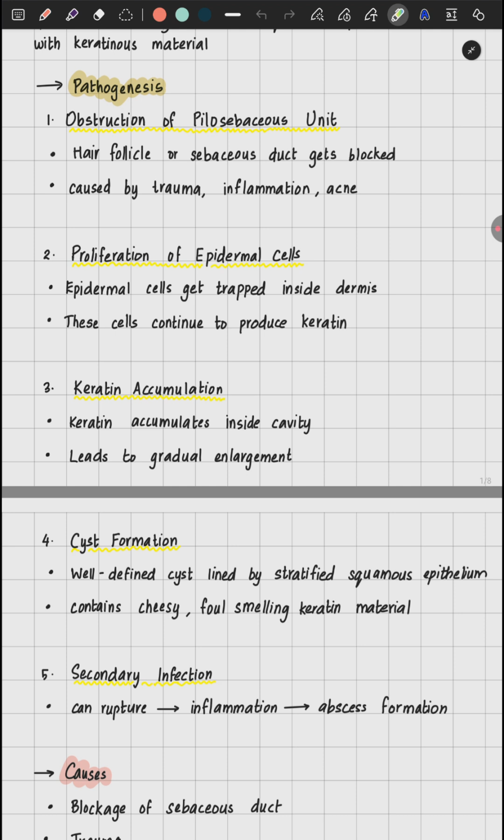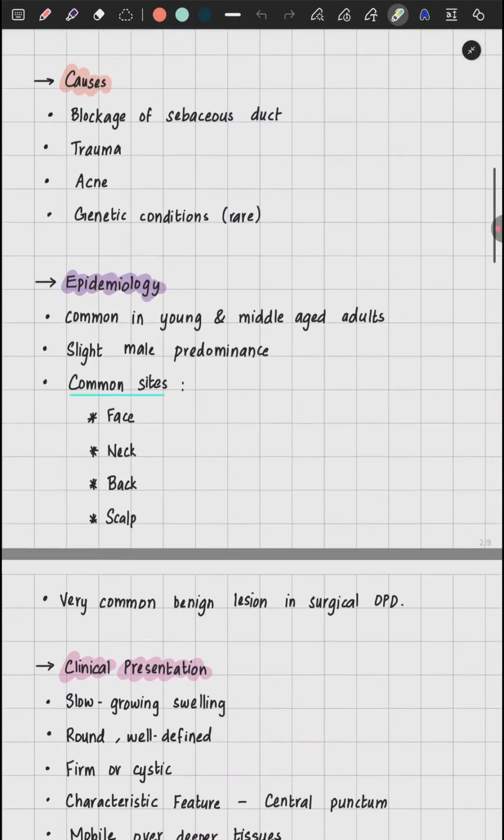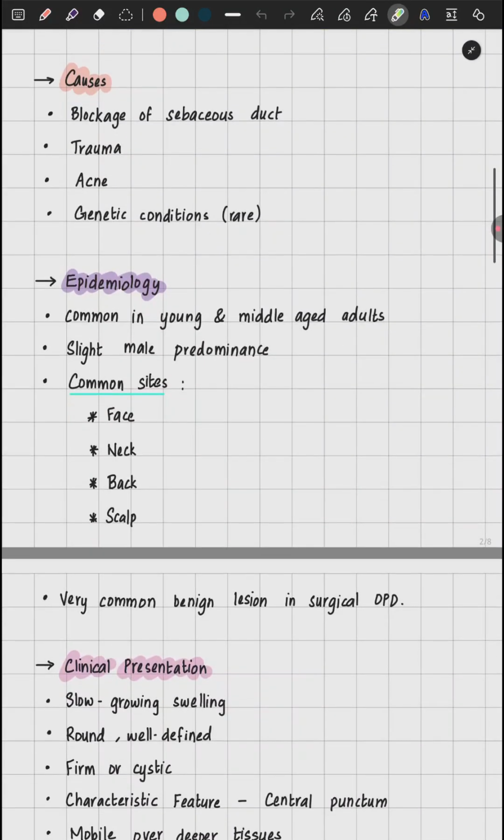The causes mainly include blockage of sebaceous ducts, trauma that pushes the epidermal cells into deeper layers, and conditions like acne. The key idea is that any process that traps epidermal tissue inside the skin can result in cyst formation. These cysts are commonly seen in young and middle-aged individuals and are frequently found on the face, neck, scalp, and back, especially in areas rich in sebaceous glands.